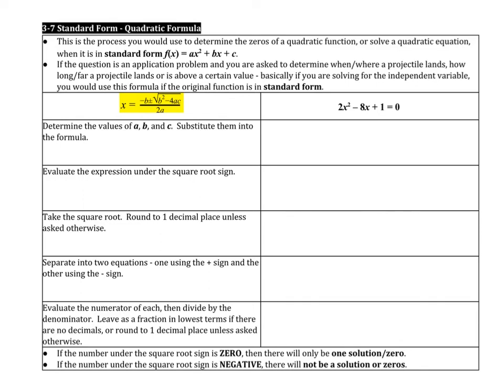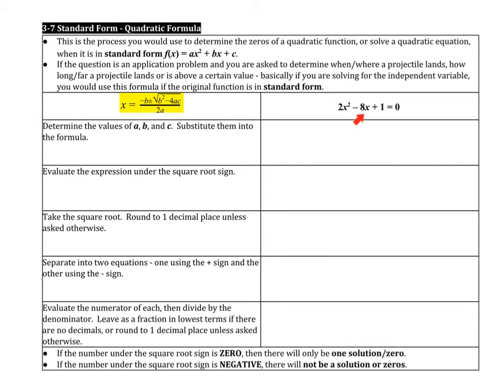We're going to continue working with standard form, and now I'm going to show you how to determine the zeros in a different way. So we've already looked at finding the zeros using isolation and by factoring and by graphing, and all of that came in Unit 1.